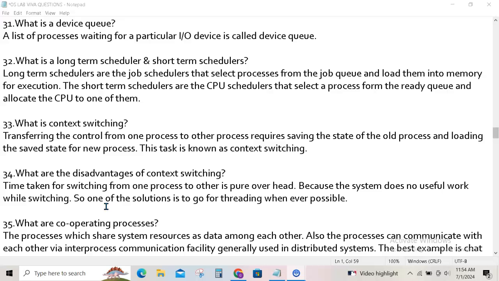Next, what is context switching? Context switching is the process of transferring control from one process to another by saving the state of the old process and loading the saved state for the new process. So in context switching, first you save the state of the old process and then load the new process, and thus control is transferred from one process to another. The disadvantage of context switching is that the time taken for the switch is pure overhead, as the operating system can do no useful work while it performs the switching.